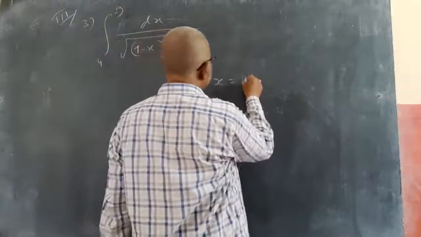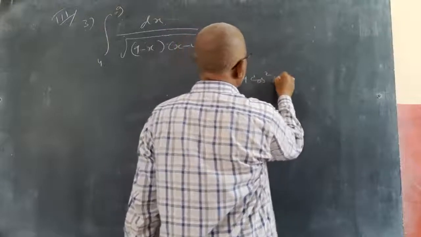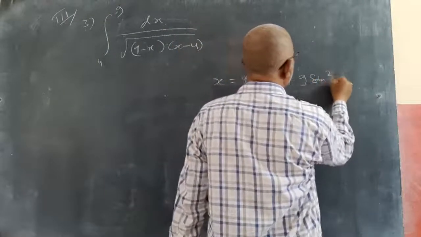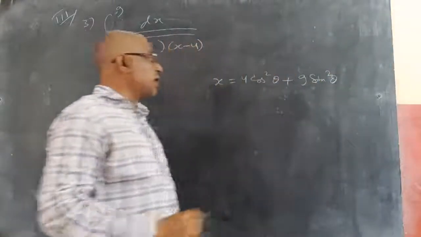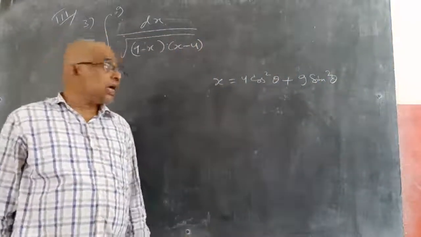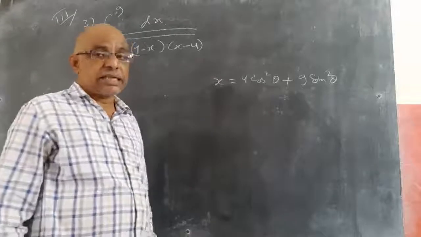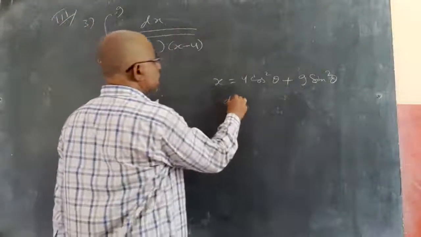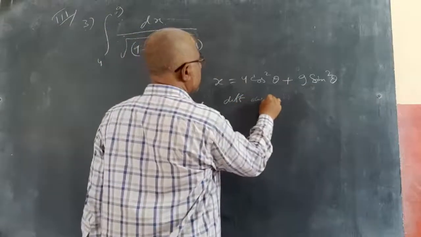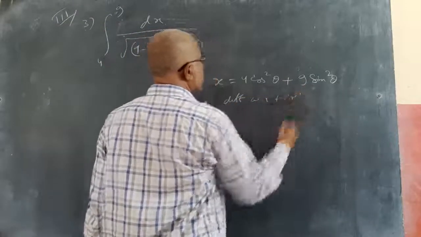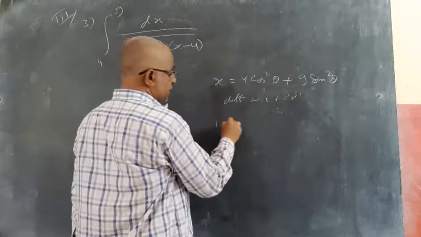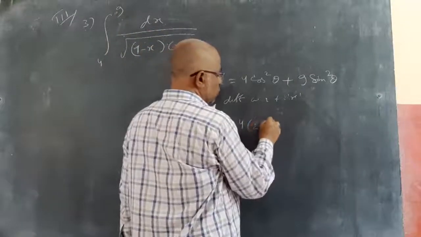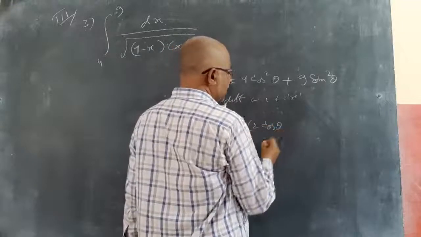A cos square means here 4 cos square theta, plus b sin square means 9 sin square theta. So x equal to 4 cos square theta plus 9 sin square theta. Now what happens? Differentiate with respect to x on both sides. So the derivative of x with respect to x is 1, equal to 4 into cos square theta, derivative 2 cos theta into inner derivative minus sin theta.